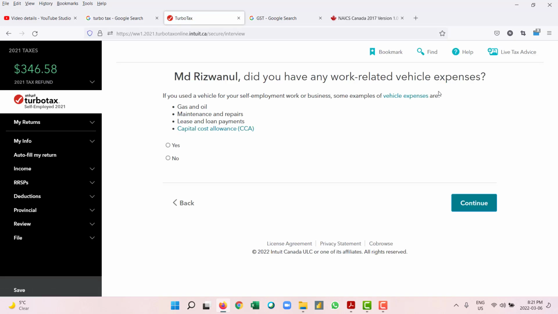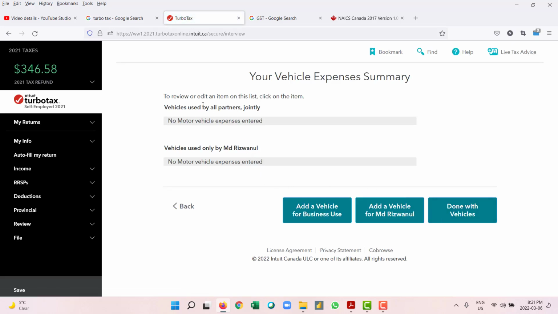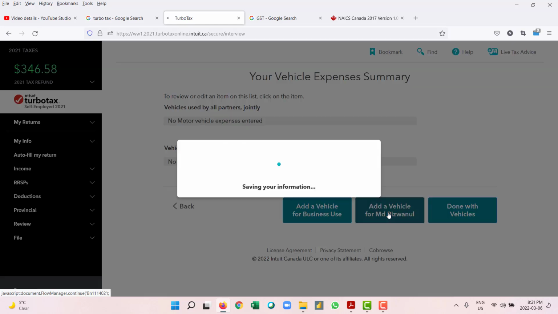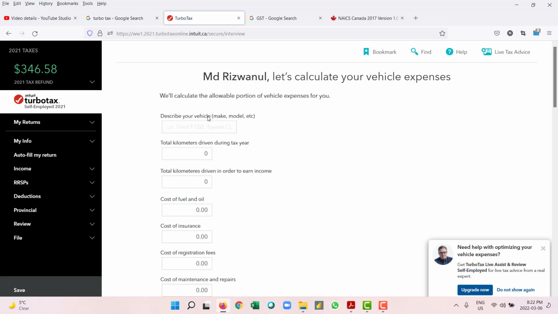Regino, did you have any work-related vehicle expense? Yes. If you are self-employed, then you can deduct your vehicle expense. I deduct it. Okay, click continue. Add a vehicle for the individual log. We'll calculate the allowable portion of vehicle expense for you. Describe your vehicle. Bus transit.